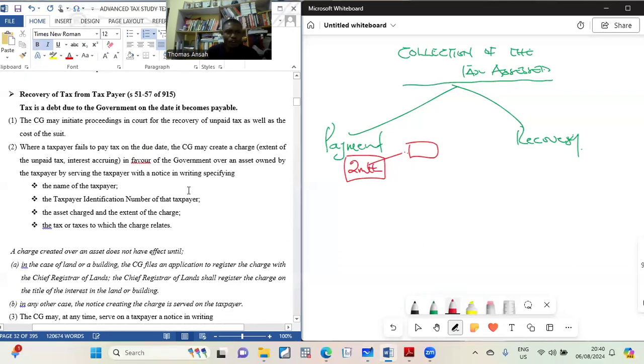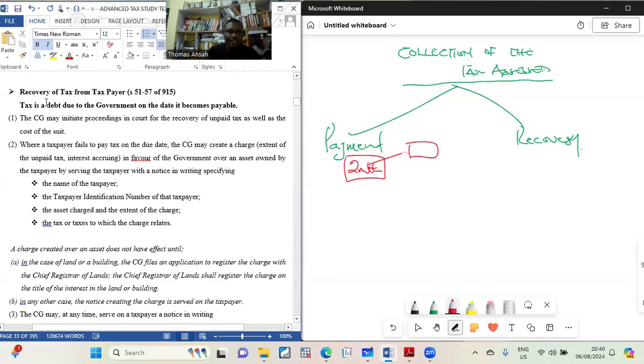But let's talk about recovery of taxes. Like I said earlier, tax is a debt due to the government on the date it becomes payable. And so all the things that the Commissioner General needs to do to collect the money, he has to do.